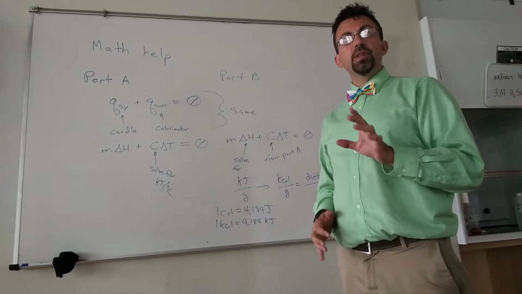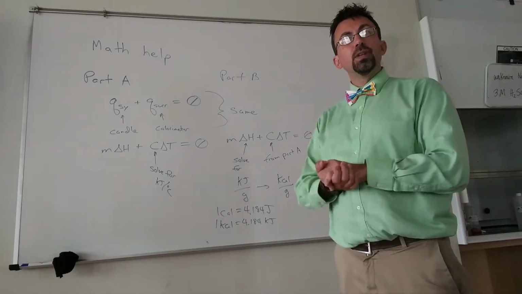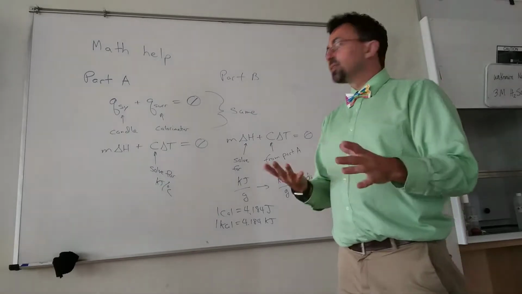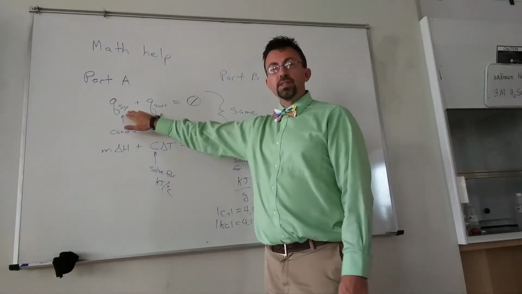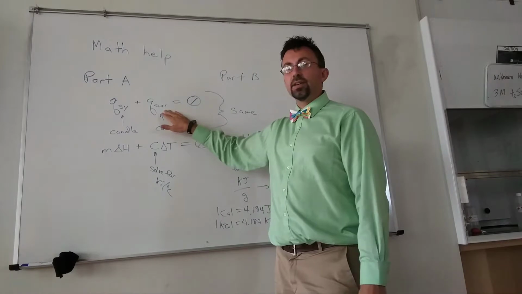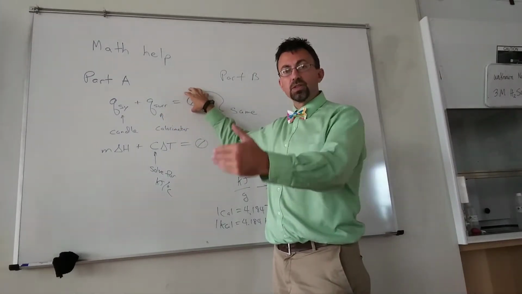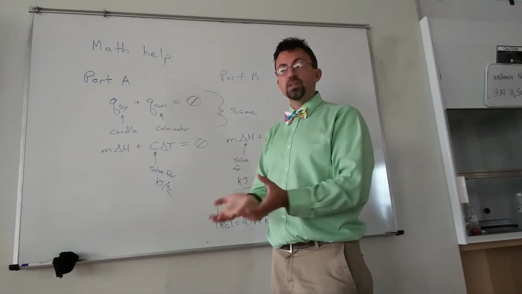I want to help a little bit with the math on the food content lab. So just remember, this is always a true statement. The change in heat for the system plus the change in heat for the surroundings will add to zero. Whatever one gains, the other loses, and vice versa. The system is what we're studying, the surroundings is the rest of the universe.